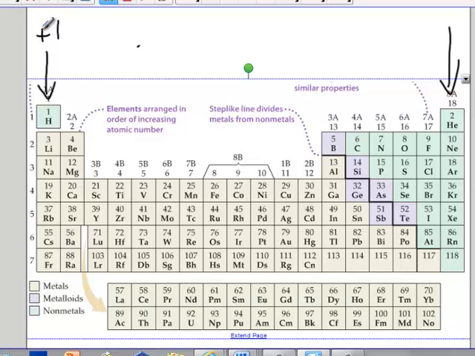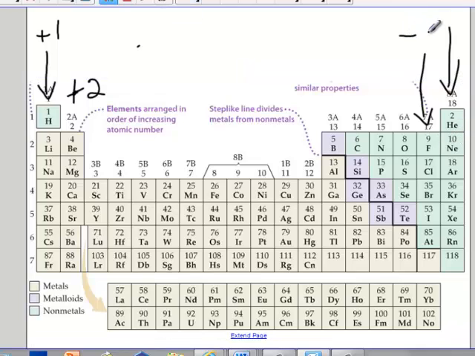1 charge. These guys here, the alkaline earth metals, to be like a noble gas, they want to lose 2 electrons. So they will all have a plus 2 charge when they become ions. That's what they want. They want to lose 2 electrons, and they will be a plus 2. These guys over here, halogens, their plan is to gain an electron. If they gain one, they'll be like the noble gases. So their charge is going to be minus 1. Okay, when those guys make ions, they're going to make a minus 1 ion.